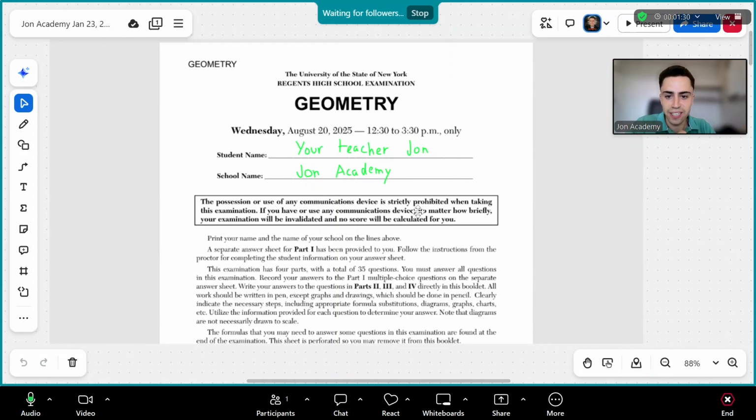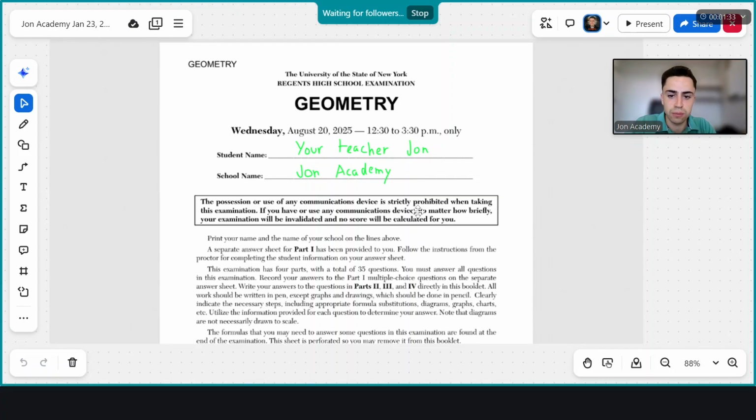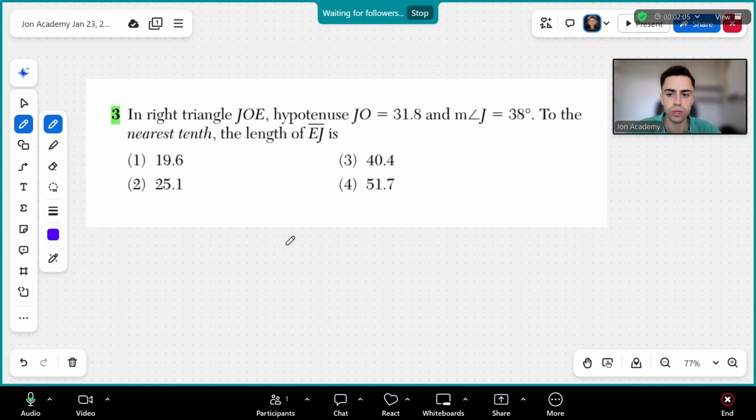Well, here we are once again, and today we are going to continue with some of the exercises of the Regents Geometry August 2025 exam. And this time we are going to focus on the ones that have to do with formulas, Pythagoras, and so on.